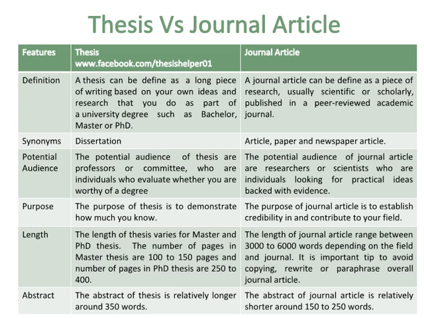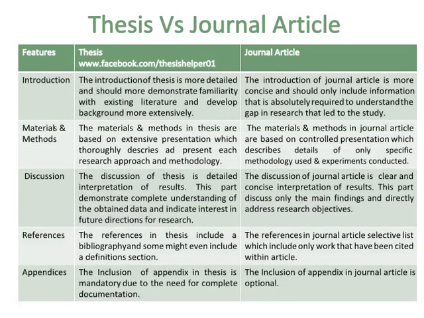The abstract of a thesis is relatively longer, around 350 words, while the abstract of a journal article is relatively shorter, around 150 to 250 words. The introduction of a thesis is more detailed and should demonstrate familiarity with existing literature and develop background more extensively, while the introduction of a journal article is more concise and should only include information that is absolutely required to understand the gap in research that led to the study.